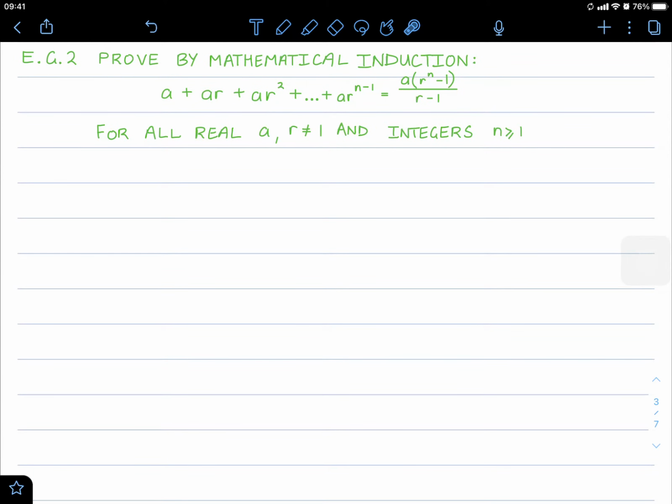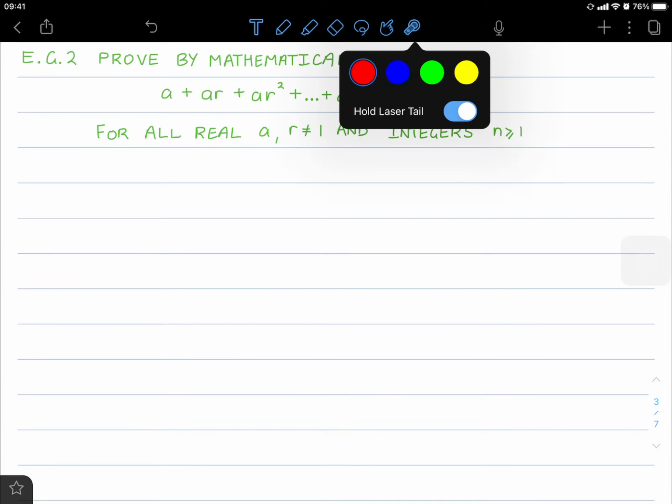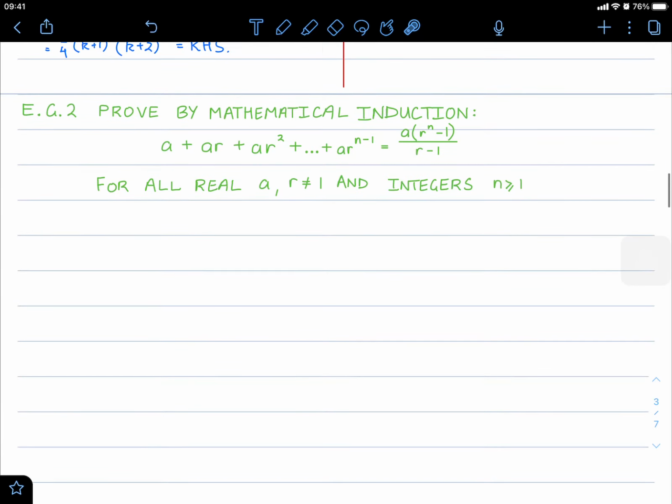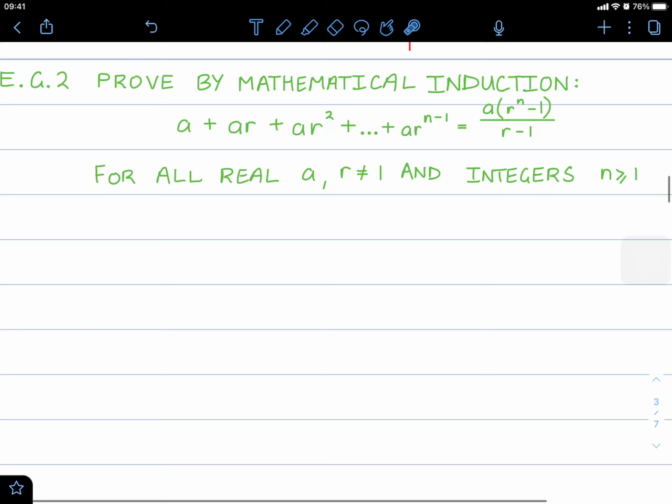So let's prove by mathematical induction a plus ar plus ar squared plus dot dot dot up to any term ar to the power of n minus 1 is equal to a times r to the power of n minus 1 all over r minus 1. For this particular example, they're giving us extra conditions where a and r are real. So a is a real number and r is a real number, and r does not equal 1, because if it were, 1 minus 1 is dividing by 0.